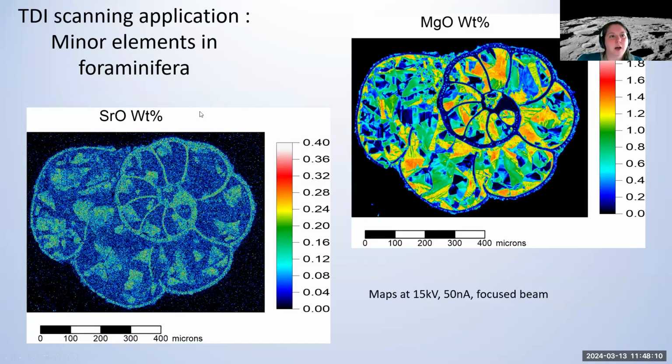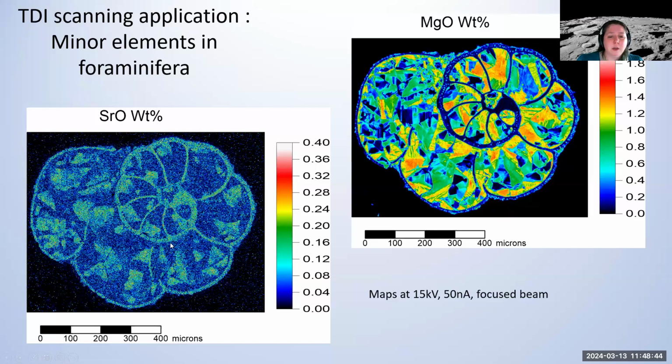Another application where I used it is for minor elements in foraminifera. This is a foraminifer, so it's carbonate, really beam sensitive. People are interested in the magnesium-strontium ratio, and we found them to be very variable. So I ran maps at 15 kV and 50 nanoamps focused beam, something I would never do in a spot analysis. And you can see for the magnesium values, I get abundances up to 2 weight%.